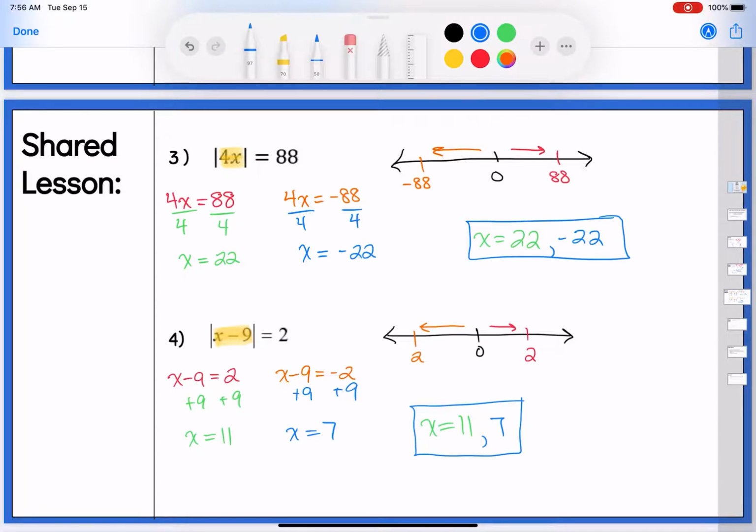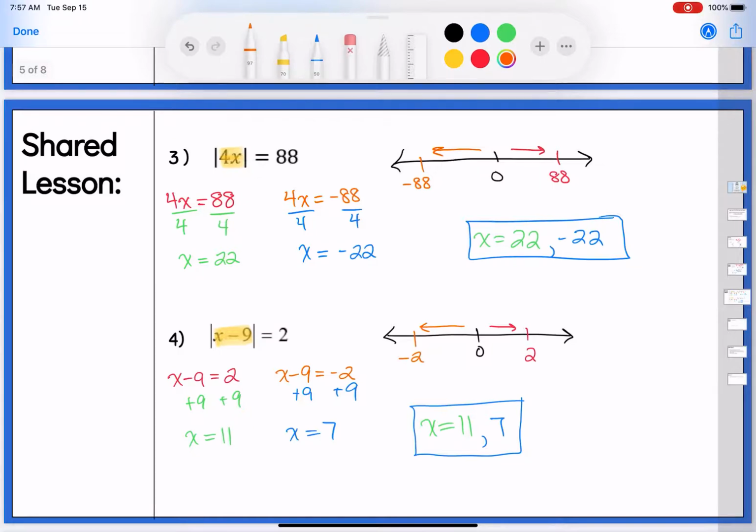If I plug in my positive 11, 11 minus 9 would give me positive 2. That is 2 units away from 0. If I plug in my positive 7, 7 minus 9 gives me negative 2. Negative 2 is also 2 units away from 0.